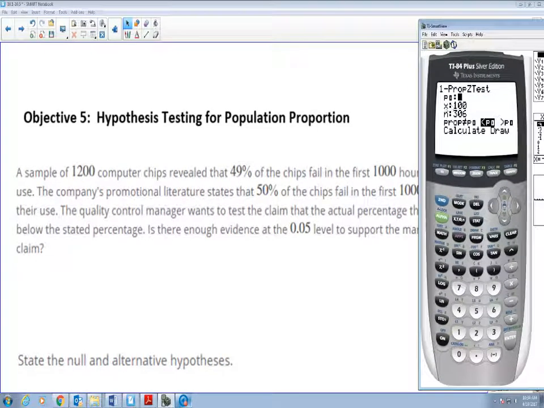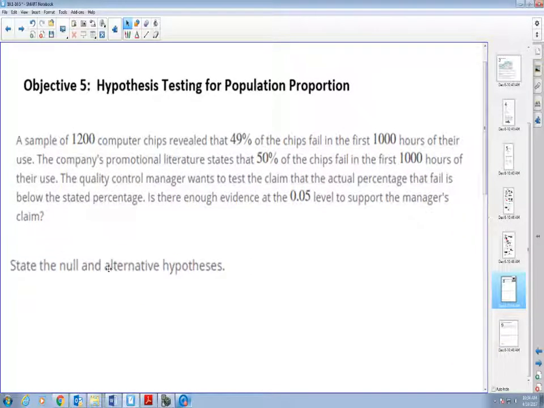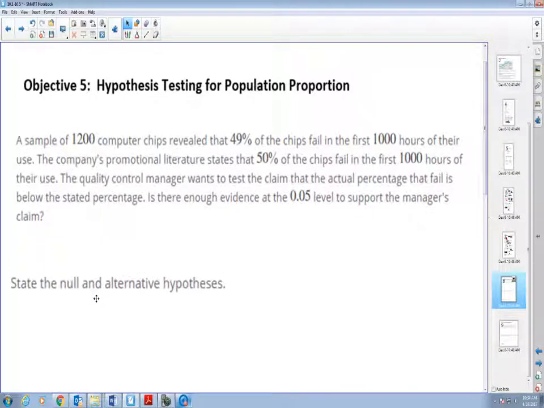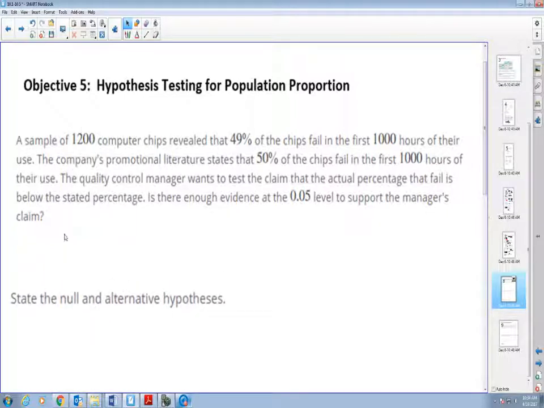Let's see what it asks me to type in: the number of things that have the same characteristic, divided by the sample size. A sample of 1200 computer chips, so my N is already 1200. It reveals that 49% of chips fail in the first 1,000 hours. The sample shows that 49% of chips failed in the first 1,000 hours.